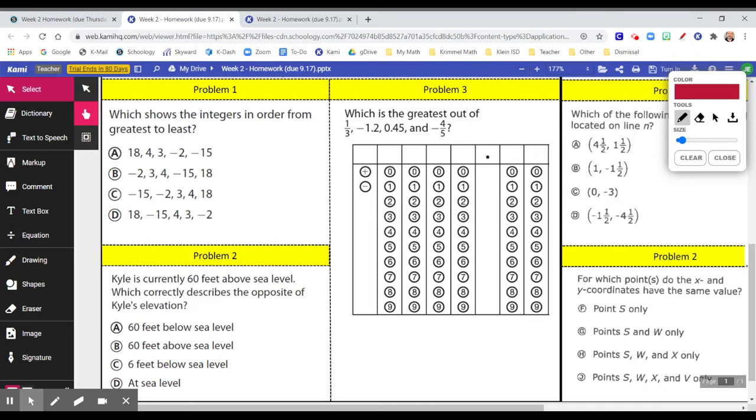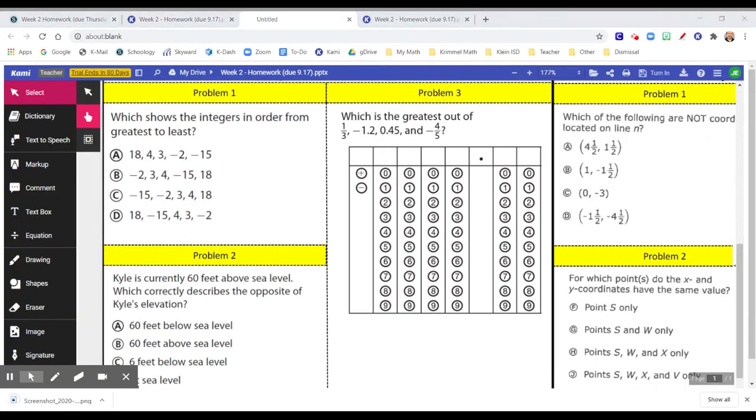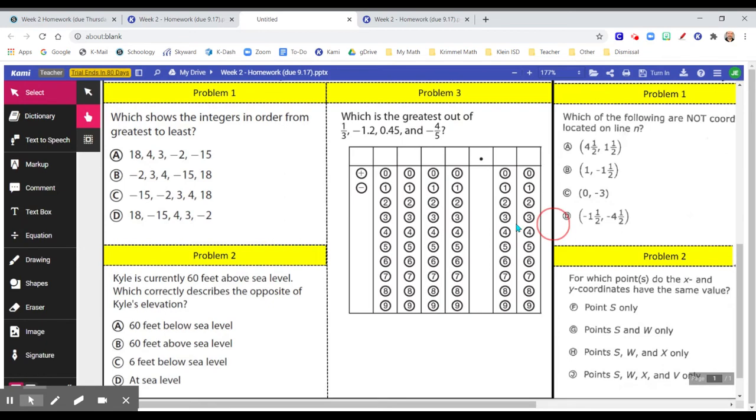Now, I do keep deleting all my work here. I do want to say, as we're doing the homework, make sure that you are showing your work for the homework, even if you're watching the video here.